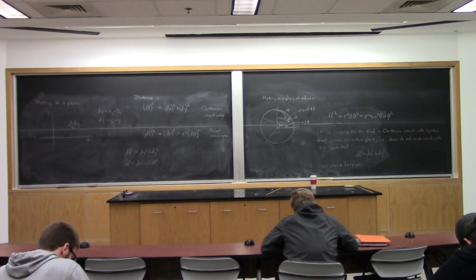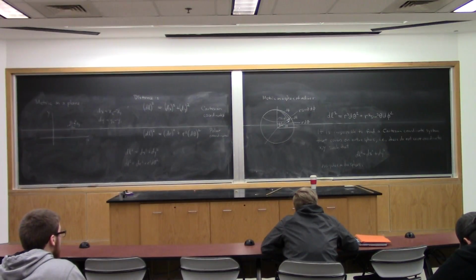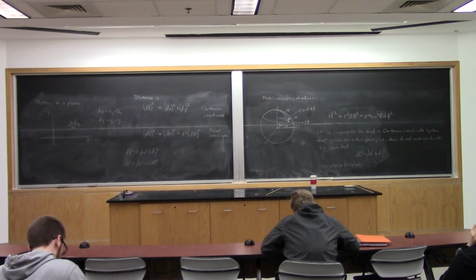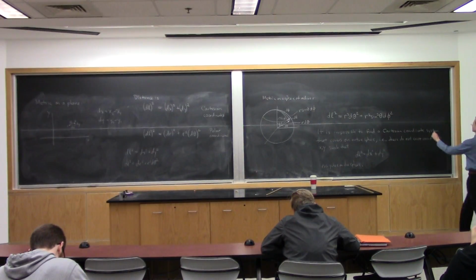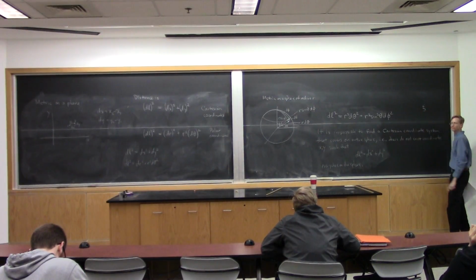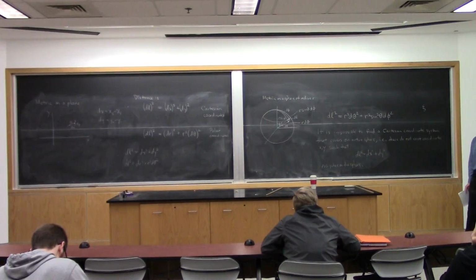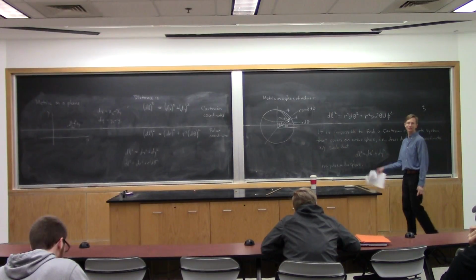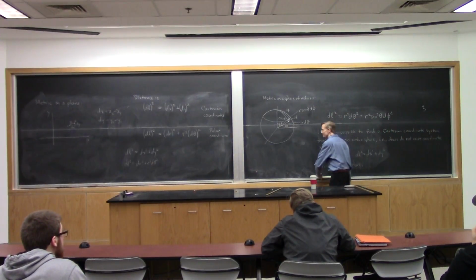Now in my notes that you can download, I use xi and eta, which is a traditional choice in general relativity for generic coordinates. But the problem is, xi is this freaking letter, which takes a lot of practice to get any good at writing. So I'm just going to call it x and y.